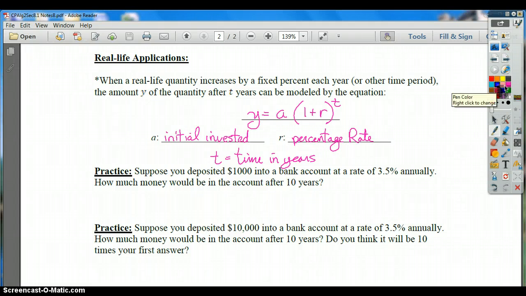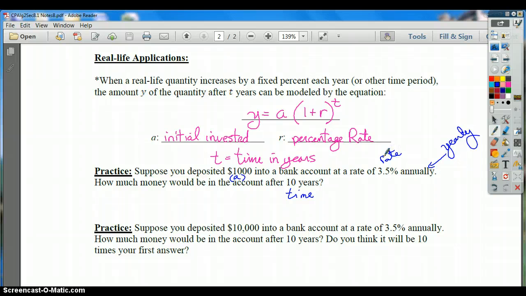Suppose you deposited $1,000 into your bank account at a rate of 3.5%, which would be great to get in a CD, annually. So annually means yearly. Okay? That's what you would think when you hear annually. How much money would be in the account after 10 years? So this is your time, which is T. Here is your A value. That's how much money you're putting in. And the rate you're getting is 3.5%.